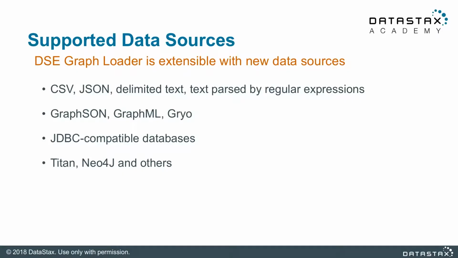Let's talk about the different data sources and file formats you can use with the DataStax Graph Loader. You have support for all the formats you would expect: CSV, JSON, delimited text, and also support for graph-specific formats such as GraphSON, GraphML, and Gryo. What's also interesting is that the DataStax Graph Loader can load data directly from JDBC-compatible databases, and this includes other graph databases such as Titan, Janus, and Neo4j.